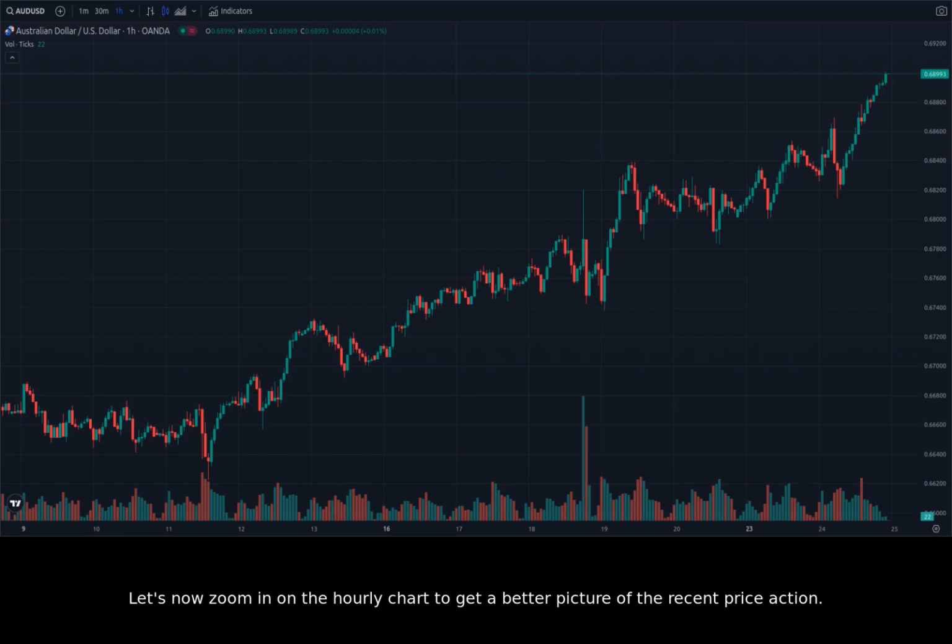Let's now zoom in on the hourly chart to get a better picture of the recent price action. Here, we can see that the AUDUSD has been making higher highs and higher lows in recent days. This is a clear sign of an upward trend.